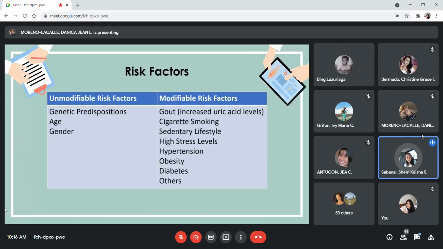Okay, so for our modifiable risk factors, we also have gout. So increased uric acid levels increase the risk also for injuring our blood vessels. And we also have cigarette smoking because nicotine causes vasoconstriction, and sedentary lifestyle, of course. High stress levels also contribute to the development of atheromas, hypertension, obesity, diabetes, and others. So those are our risk factors. Now let us move on.